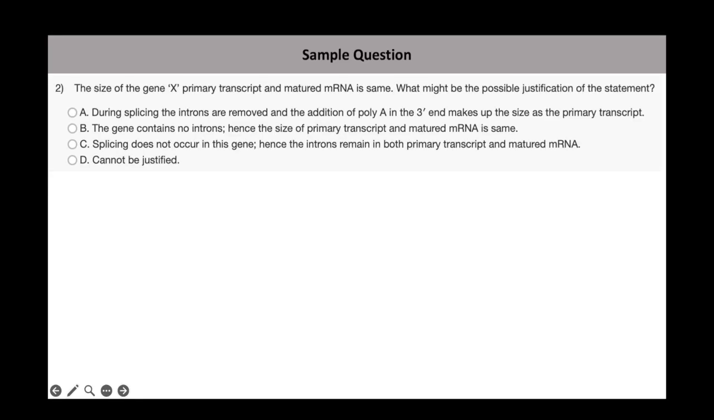Let's move on to our next question. The size of the gene X primary transcript and matured mRNA is the same. What might be the possible justification of the statement? Option A: during splicing, the introns are removed and the addition of poly A at the 3' end makes up the size of the primary transcript. Option B: the gene contains no introns, hence the size of the primary transcript and matured mRNA is the same. C: splicing does not occur in this gene, hence introns remain in both the primary transcript and matured mRNA. And D: cannot be justified.